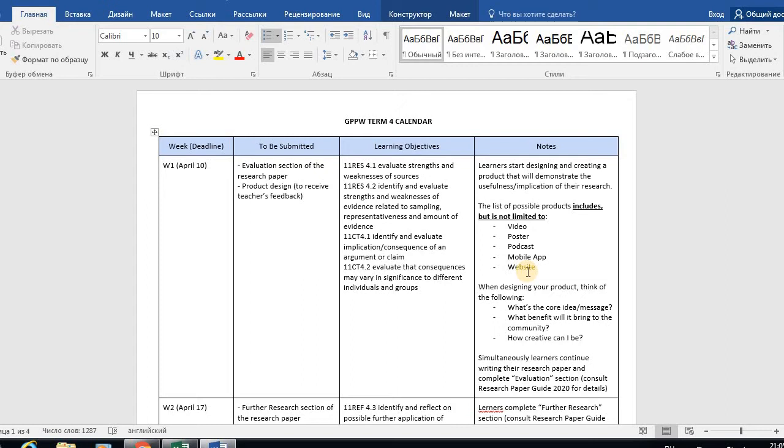When designing your product, think of the following. What's the core idea or message of the product and research? What benefit will it bring to the community? And how creative can you be?